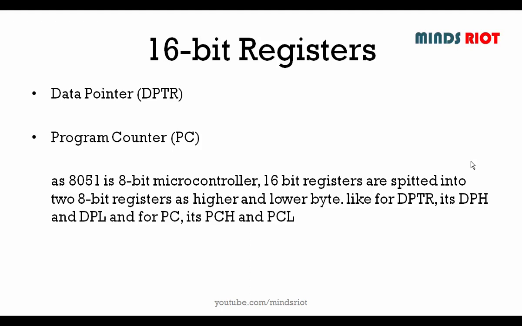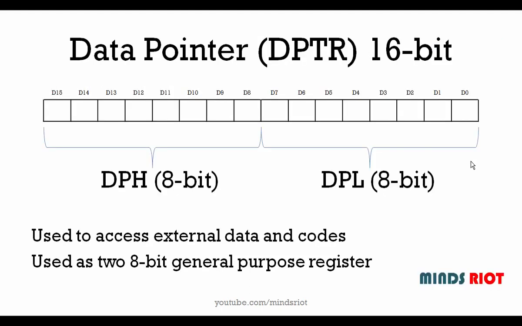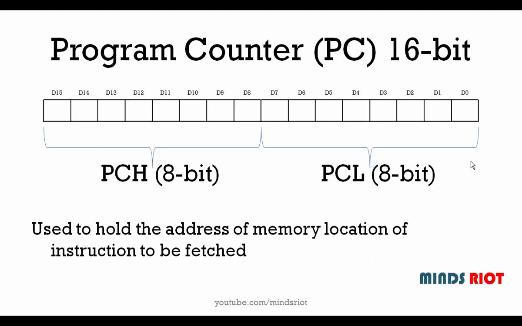Next part is 16-bit registers. In 8051 there are 2 16-bit registers, data pointer and program counter. Since 8051 is an 8-bit microcontroller, these 16-bit registers can be manipulated as 2 8-bit registers. For DPTR, data pointer high and data pointer low, and for program counter, program counter high and program counter low. And these 2 8-bit registers can be used as general purpose registers. The function of the data pointer is to access external data and codes.